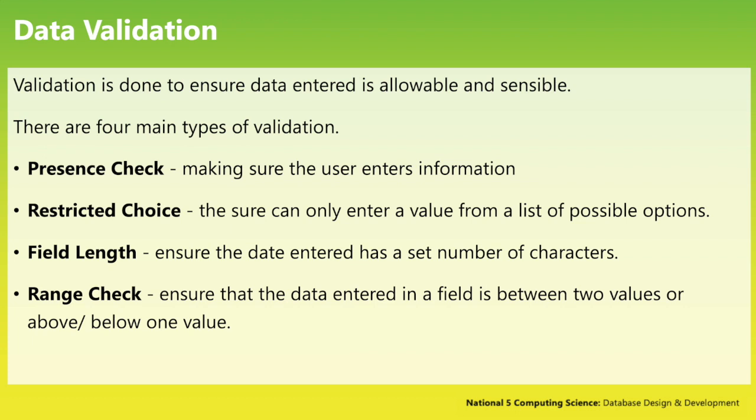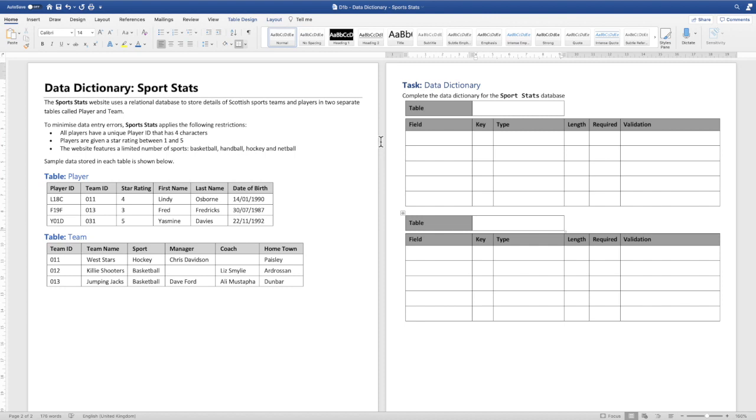Let's now have a look at how we put a data dictionary together. So looking at this example, we have a problem statement on the left-hand side of the screen and a blank data dictionary on the right-hand side of the screen. Our problem statement says SportsStats website uses a relational database to store details of Scottish sports teams and players in two separate tables called player and team. To minimise data entry, SportsStat applies the following restrictions. We'll have a read of those in a minute or two. Sample data stored in each table is shown below.